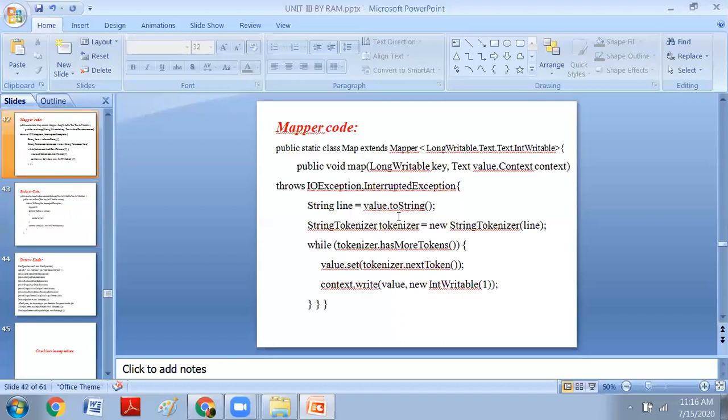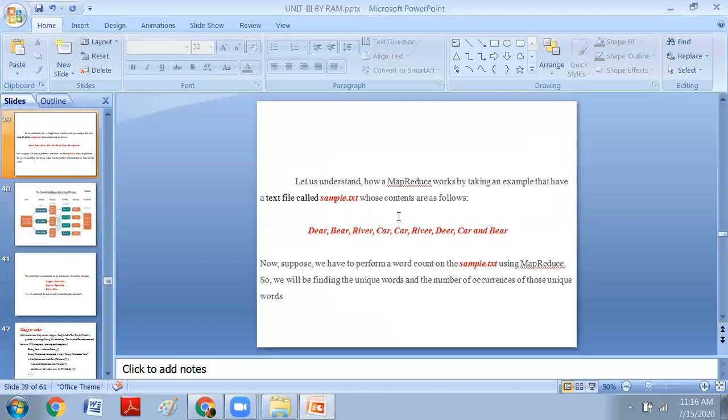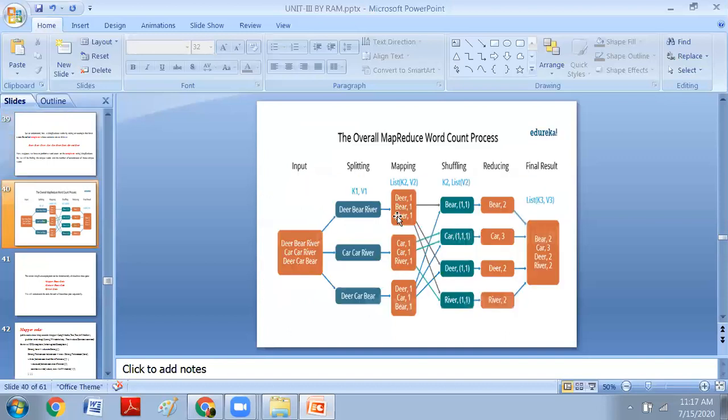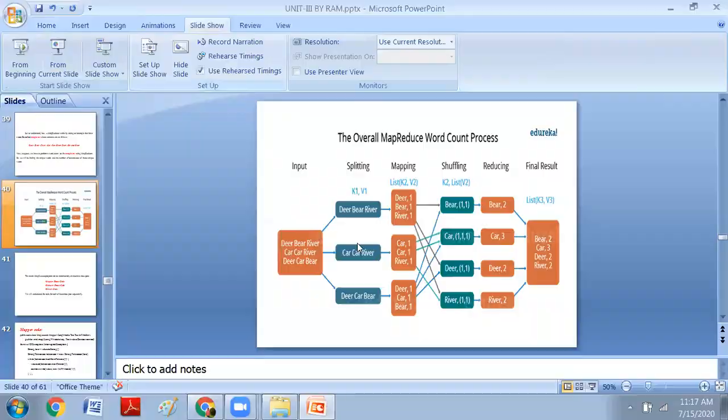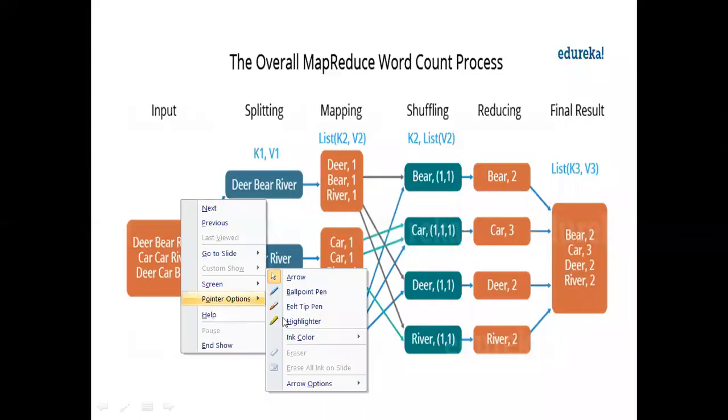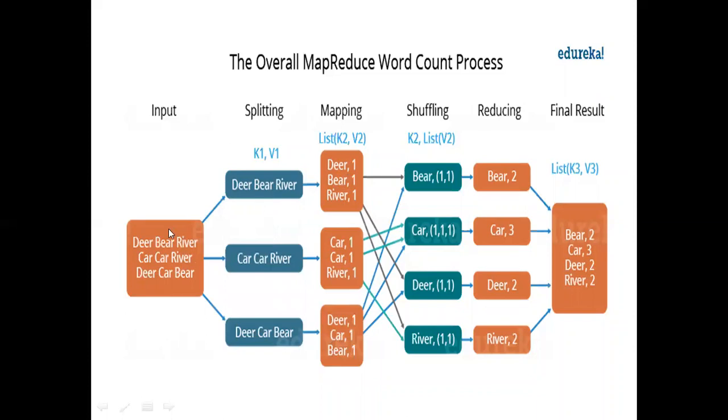Again, I will go back to the previous example. We have taken previously a sample text document which contains the following text: deer, beer, river, car, river, deer, car, river. We divide the data into three splits. This actual input file is divided into three splits. Each split is given to one mapper. Split one is given to map one, split two is given to map two, split three is given to map three.